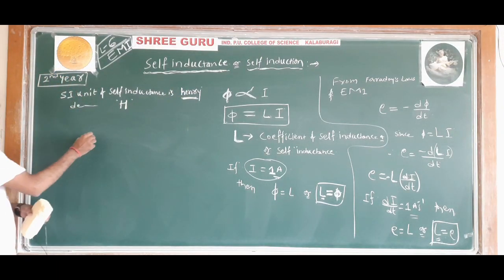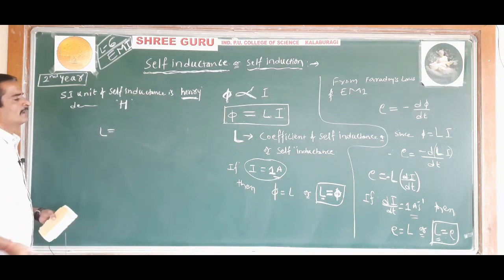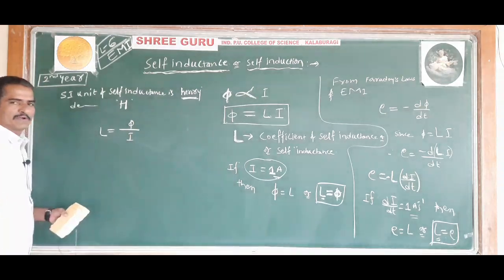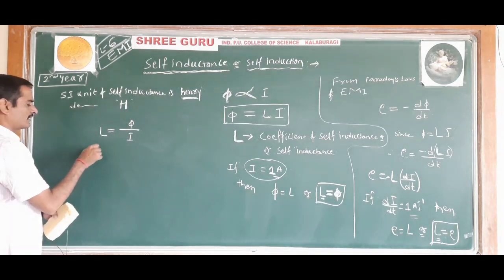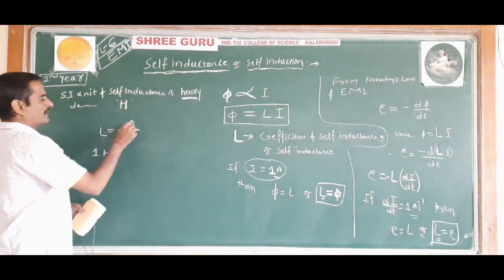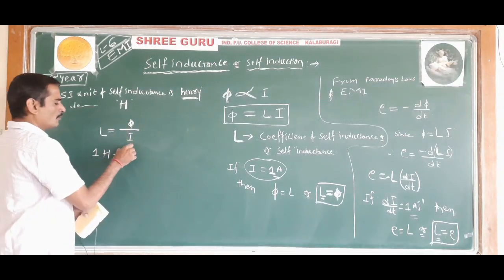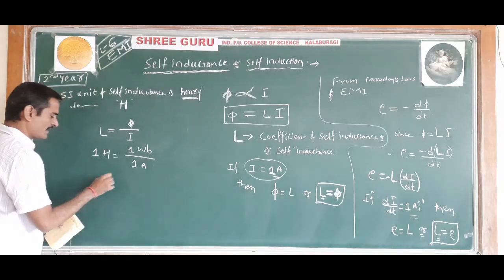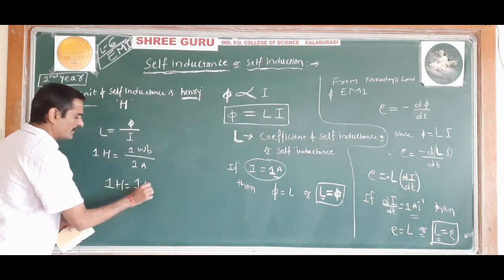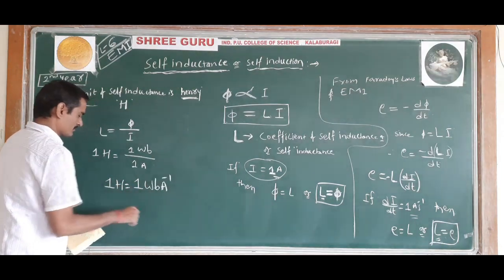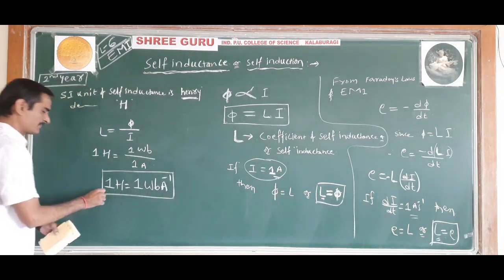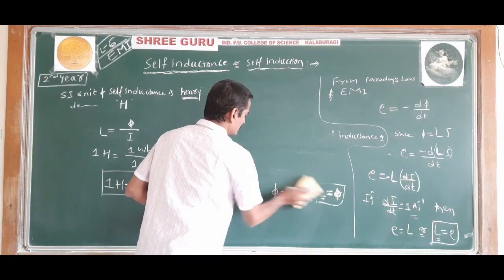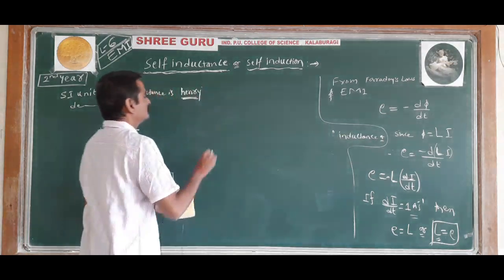Understood? So L is equal to phi divided by I. So 1 Henry is equal to phi, that is magnetic flux 1 Weber, divided by 1 ampere. So 1 Henry is equal to 1 Weber per ampere. Or another way you can give it.